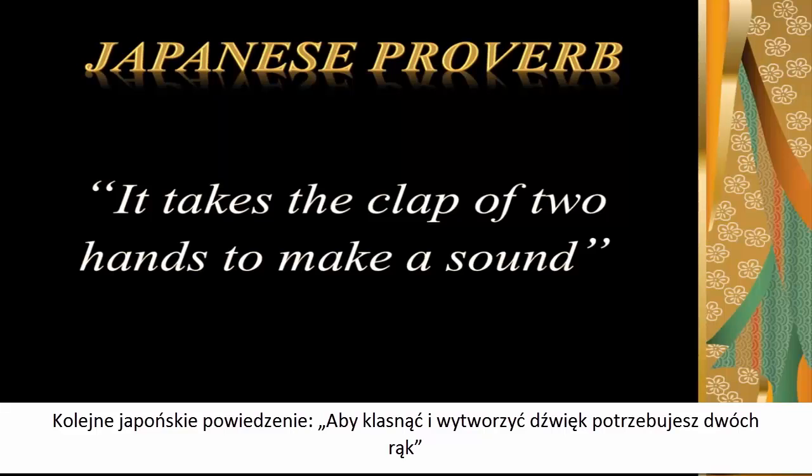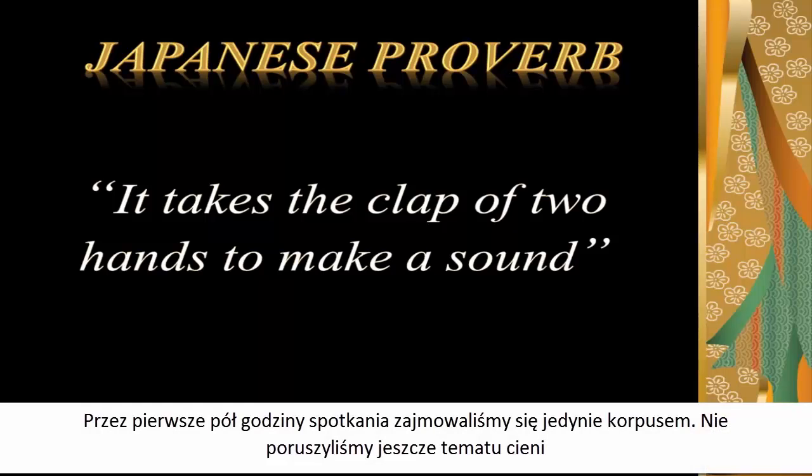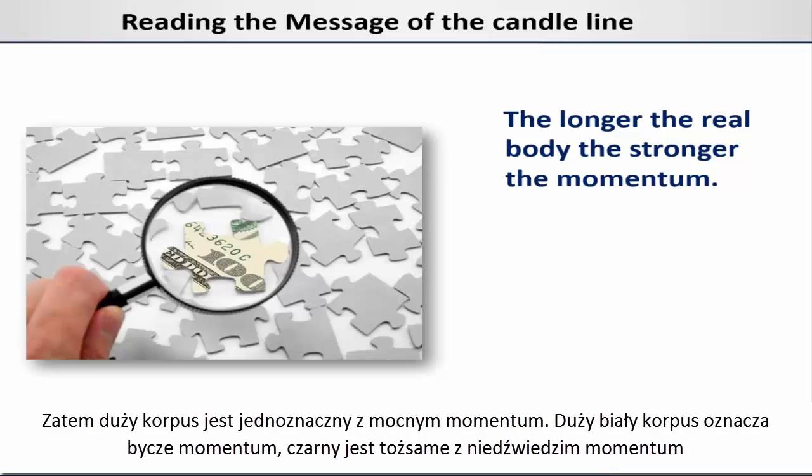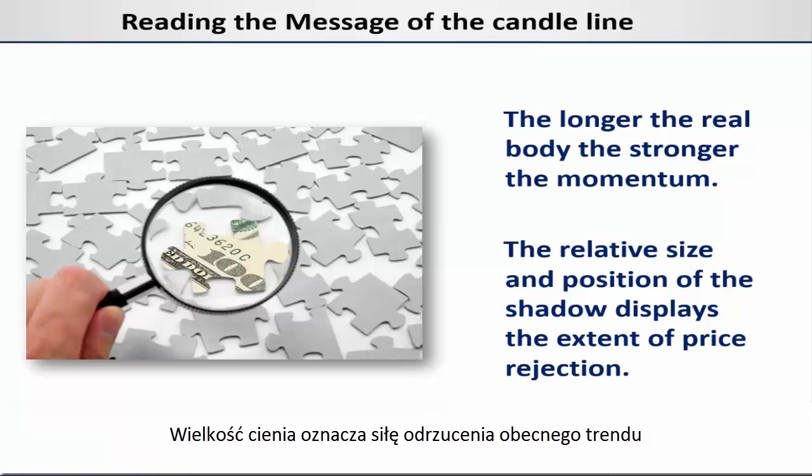Another Japanese proverb says, it takes the clap of two hands to make a sound. And believe it or not, all the insights we've gotten in this first half hour or so is just based on the real bodies. We're looking at one hand, the real body. We haven't looked at the shadows yet. A tall real body means the bulls or the bears are in charge. So as we saw, the longer the real body, the stronger the momentum. A white real body or a green real body means strong bullish momentum. A black real body, a long black real body means strong bearish momentum. But the relative size and position of the shadow displays the extent of the price rejection.